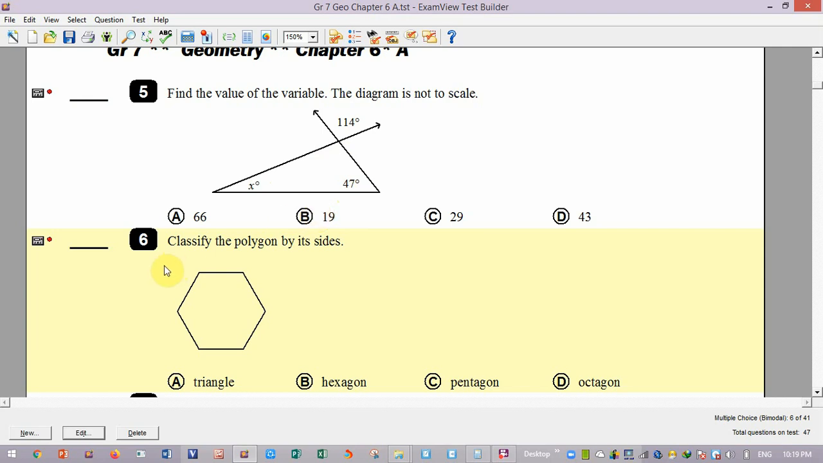Number 6. Classify the polygon by its sides. 3 sides triangle, 4 sides quadrilateral, 5 sides pentagon, 6 sides hexagon, and so on. 1, 2, 3, 4, 5, 6 sides. Triangle, hexagon, pentagon, octagon, octagon is 8. Which one? Hexagon, of course. Letter B.